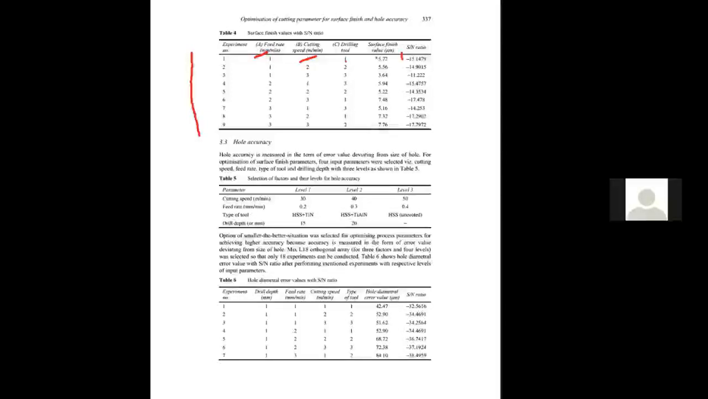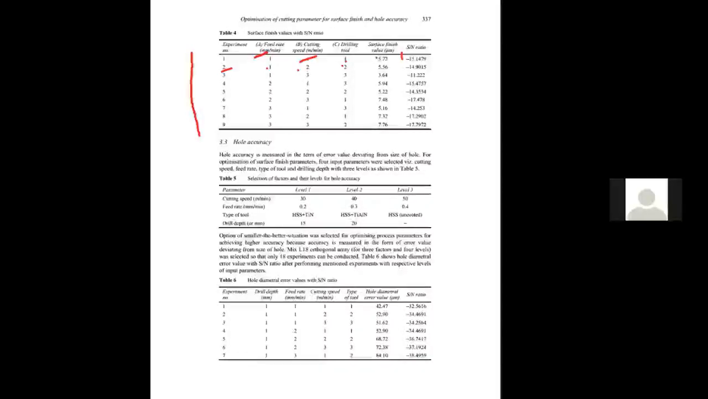Now I will perform the second experiment. Here feed rate will be the first level, which again means 30. Cutting speed will be the second one, which means 0.2. And drilling will be the second, which means HSS plus PI ln. Like this, I will perform 9 experiments.